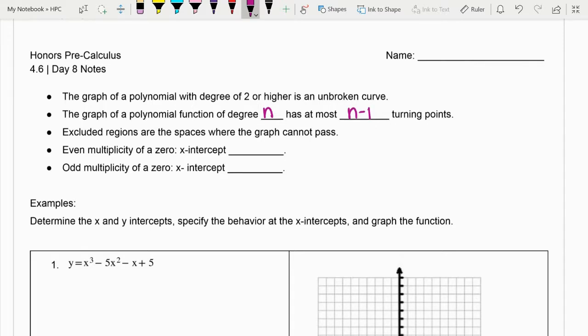Even multiplicity of a 0. So that would mean that the x-intercept is either going to bounce or it's going to be tangent. So it bounces or is tangent. And then if a 0 has an odd multiplicity, the x-intercept is going to cross over the axis.